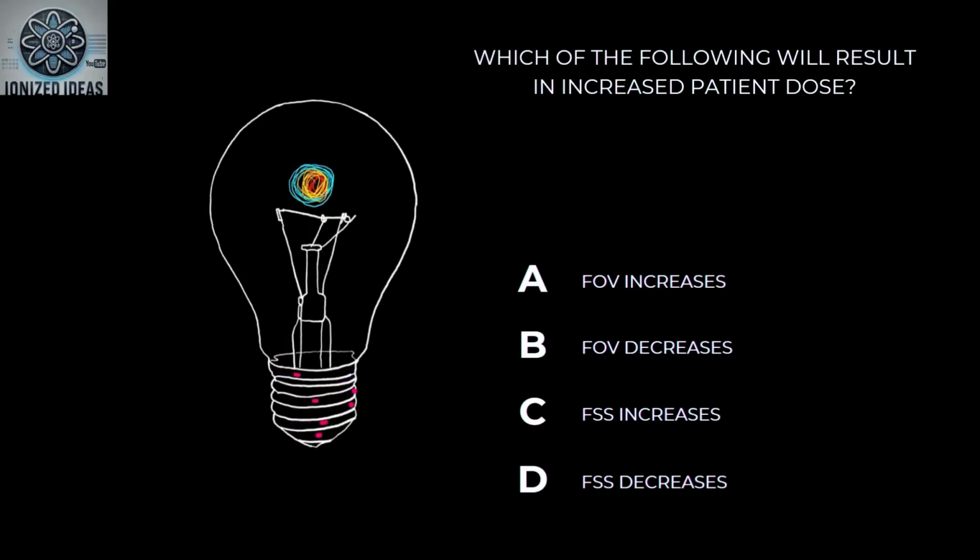Which of the following will result in increased patient dose? A. FOV increases, B. FOV decreases, C. FSS increases, D. FSS decreases.